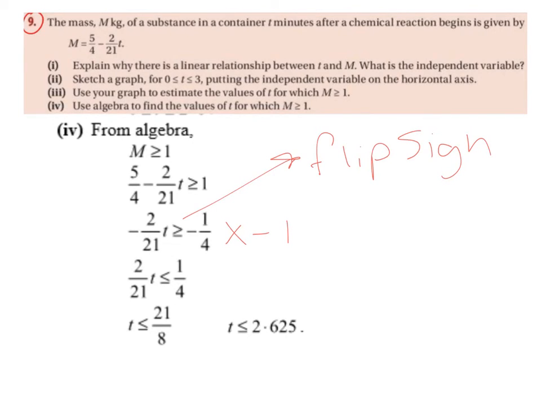So we're going to divide both sides by 2 over 21. And a quarter divided by 2 over 21 is 28 over 8. So t is now less than or equal to 21 over 8. So t is less than or equal to 2.625.